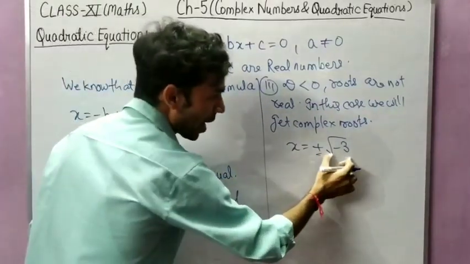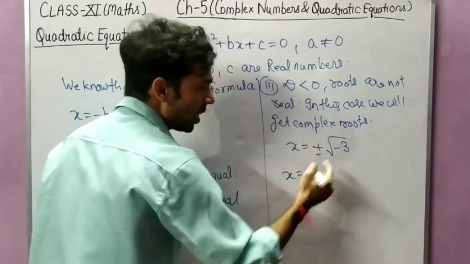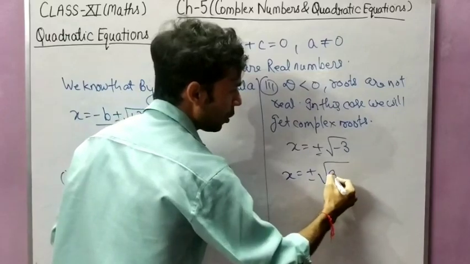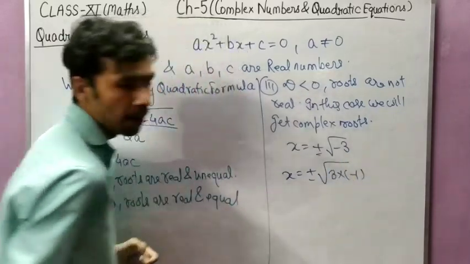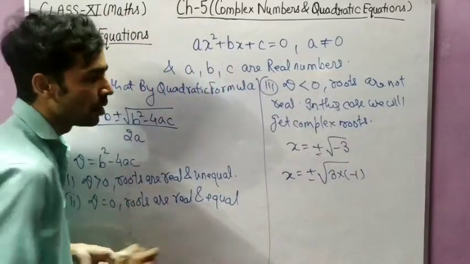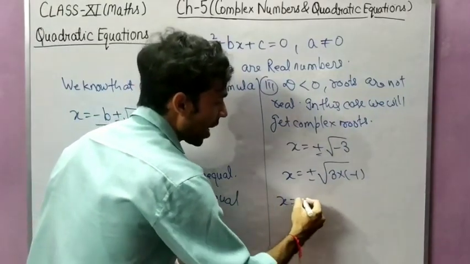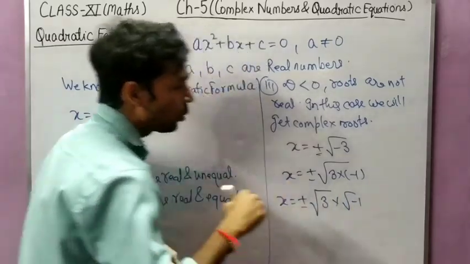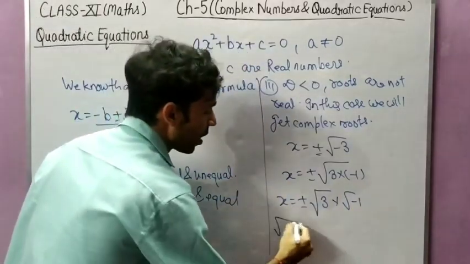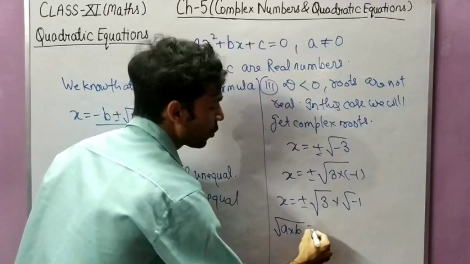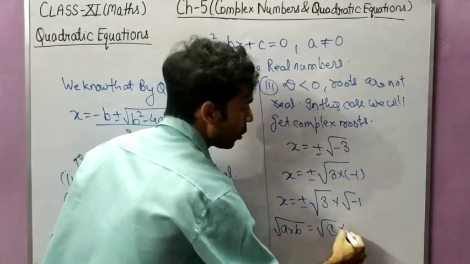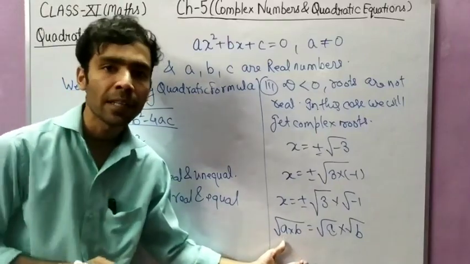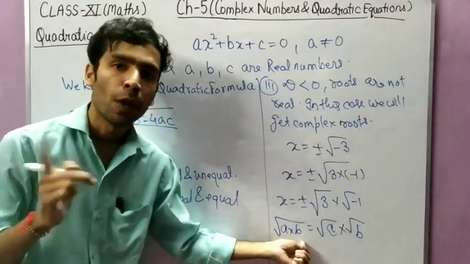Now see, student, minus under root 3 into minus under root 3. This can be written as 3 into minus 1, or we can write it as under root 3 into under root minus 1. I told you one formula, student: under root a into b is equal to under root a into under root b, and this formula is valid only when a and b are positive.